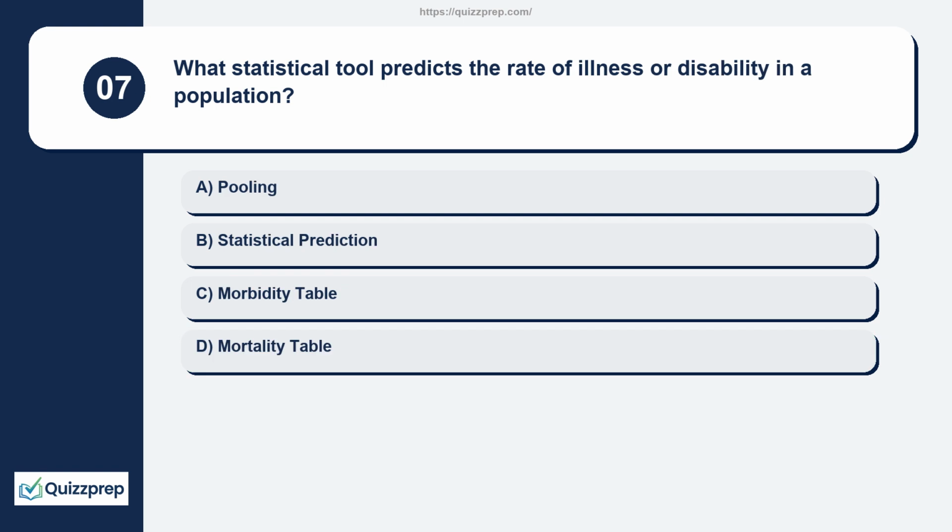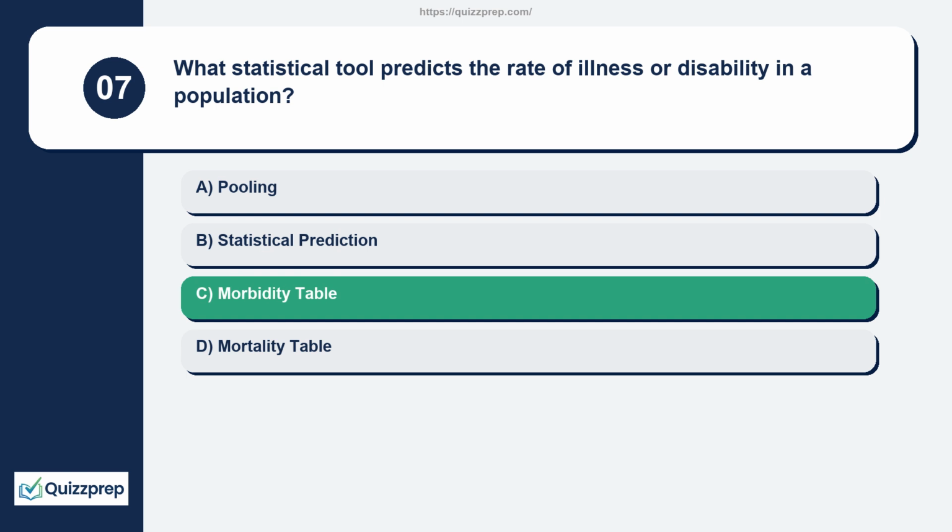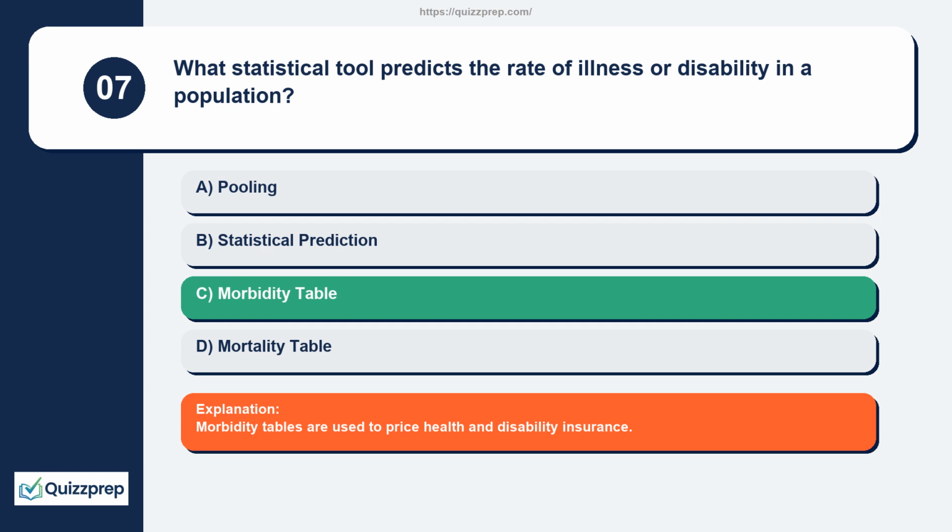Question 7. What statistical tool predicts the rate of illness or disability in a population? Pooling. Statistical prediction. Morbidity table. Mortality table. Morbidity tables are used to price health and disability insurance.